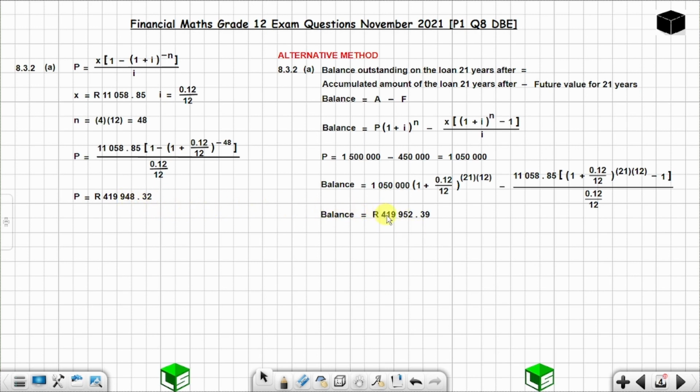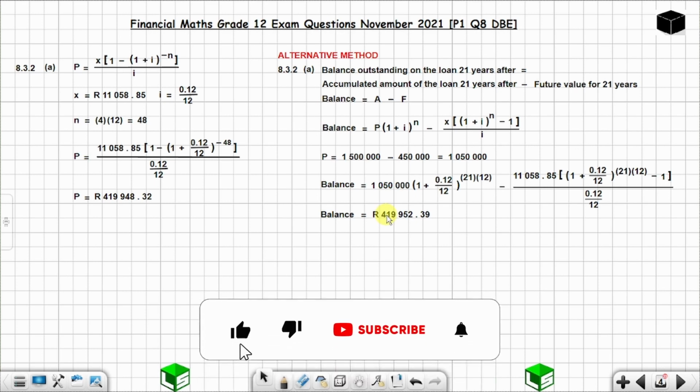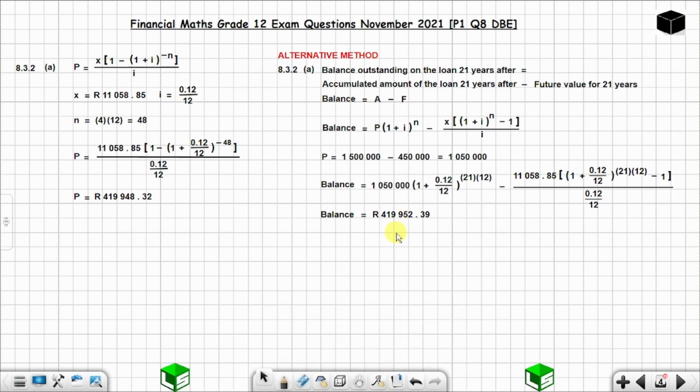Okay, so this is allowed. They will not penalize you in the exam. So you can use this method or this method. Please let me know in the comment section which of the methods is your favorite. So let's move on.